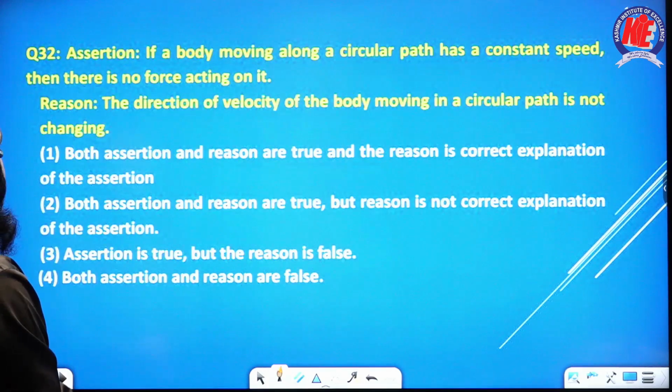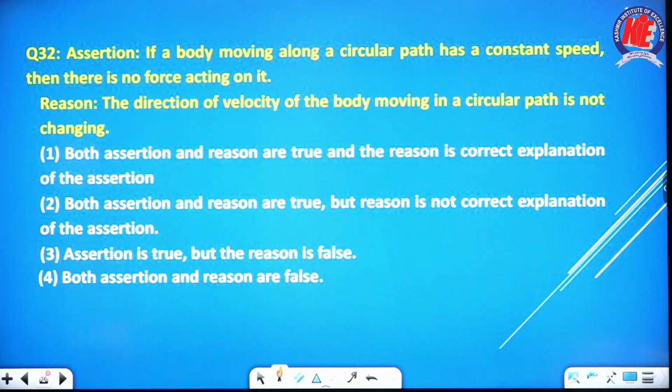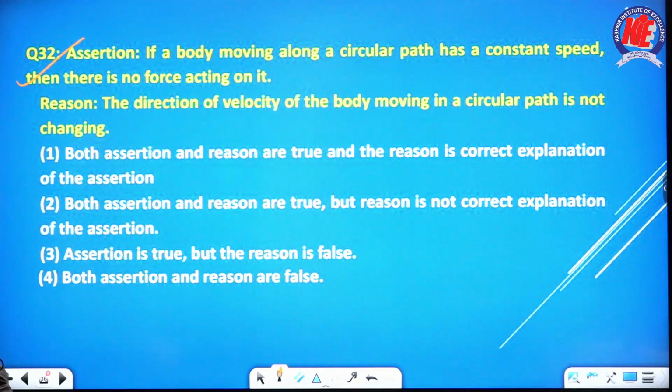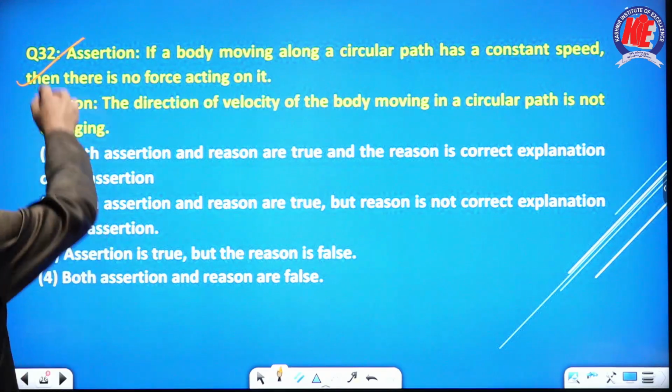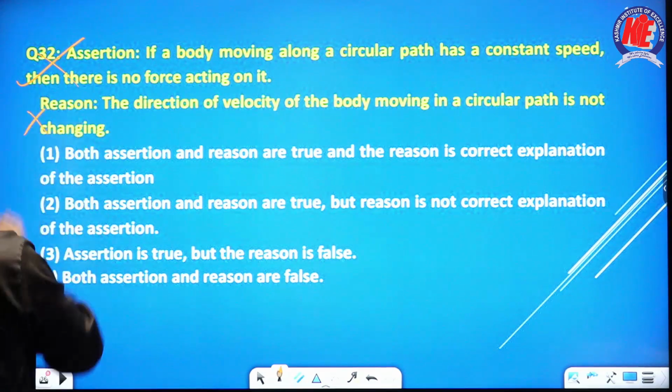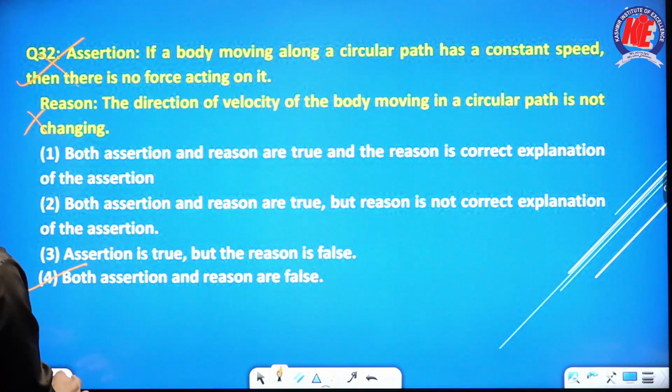Next one please. If a body moving along a circular path has constant speed, then there is no force acting on it. No. There is every time a force. The force responsible for the normal acceleration, the force responsible for the circular path, the force responsible for the change of direction. So this one is, I will say, the wrong one. The direction of velocity of a body moving in a circular path is not changing. It is every time changing. So this is wrong also. So both assertion and reason are false.